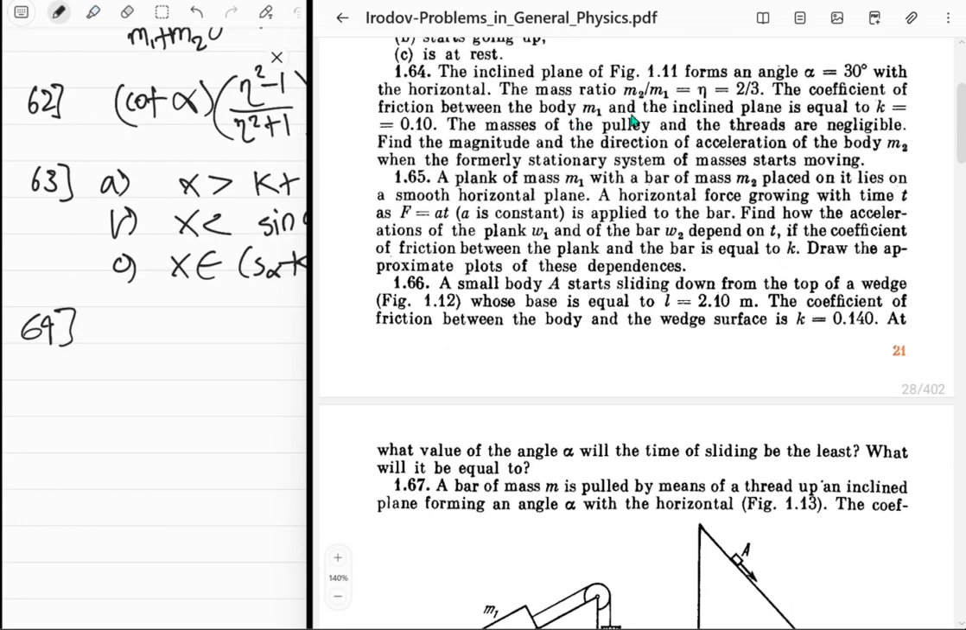Problem 64. Inclined plane of figure 1.1 forms an angle alpha. The coefficient of friction between the bodies M1 and M2 and the inclined plane is equal to K. The masses of the pulleys and threads are negligible. Find the magnitude and direction of the acceleration of the body M2 when the formerly stationary system of masses start moving.